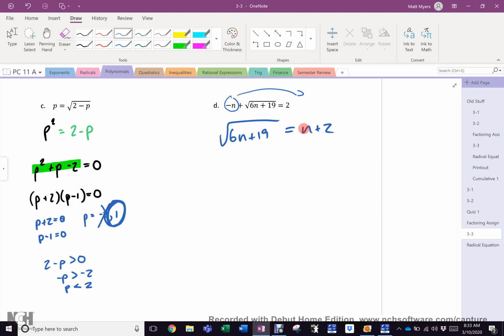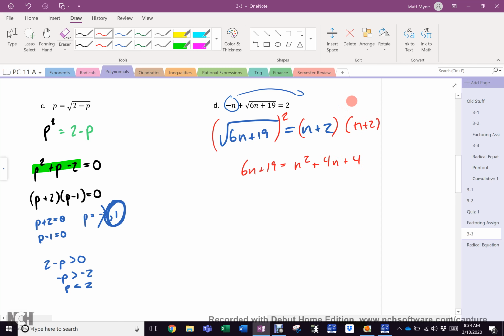The radical sign, right? It's super easy to get rid of the radical sign. All we got to do is square that. And what's going on the left now? Absolutely. But if we square the left, what do we do to the right? Square it. And now I've got n squared plus 4n plus 4, right? Because that would be n plus 2 times n plus 2. Everyone's cool to there, yes?